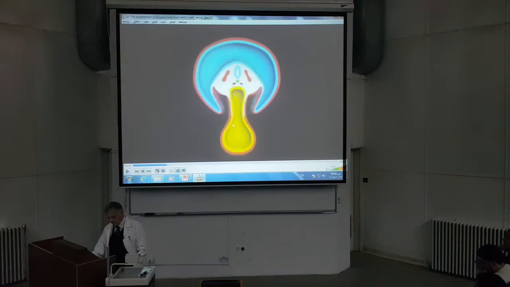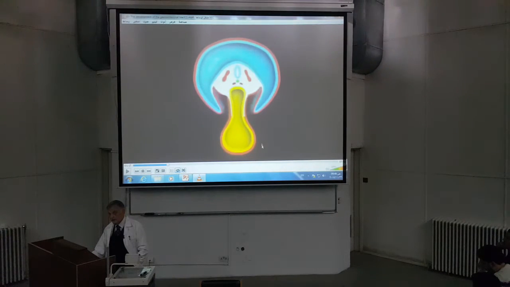Right? We're going to have, this is the lumen of the gastrointestinal tract lined with endothelium. This is going to be the vitelline duct. The umbilicus will be here. And this is the yolk sac.